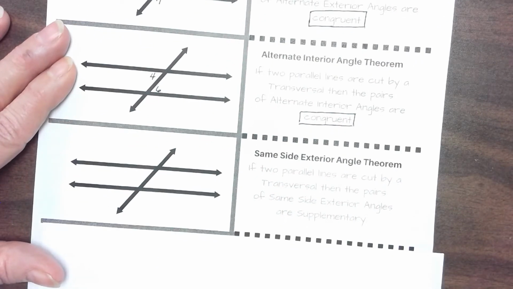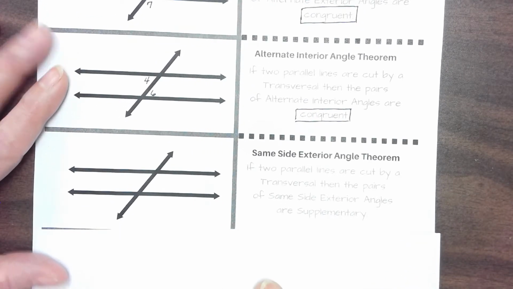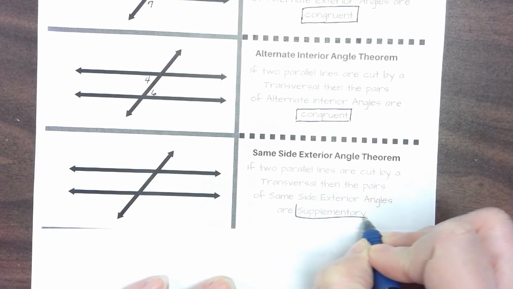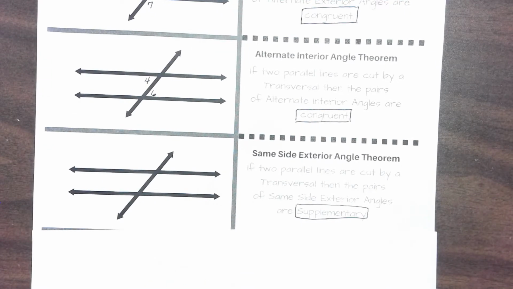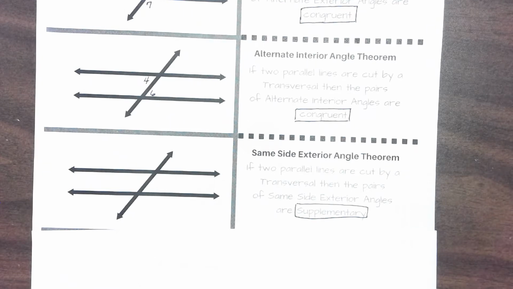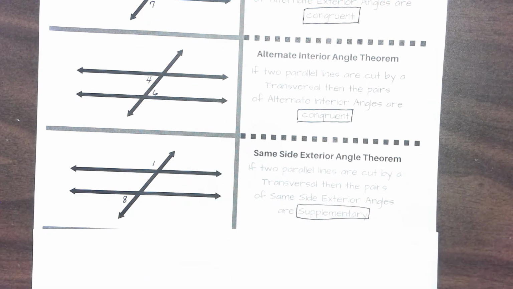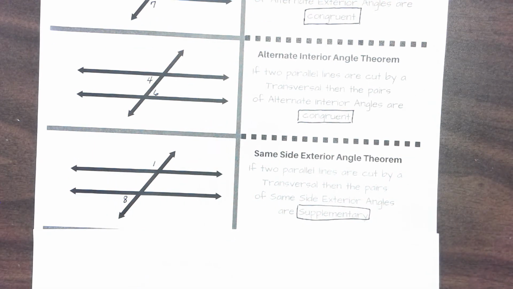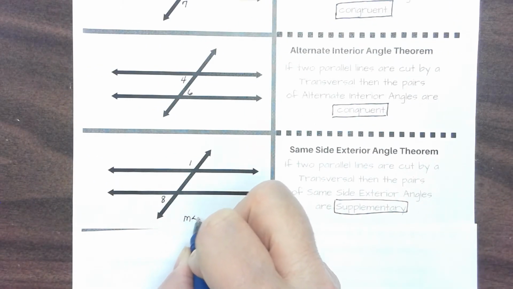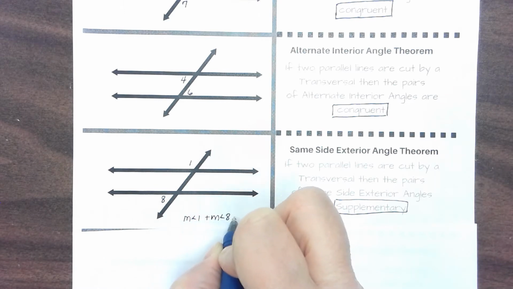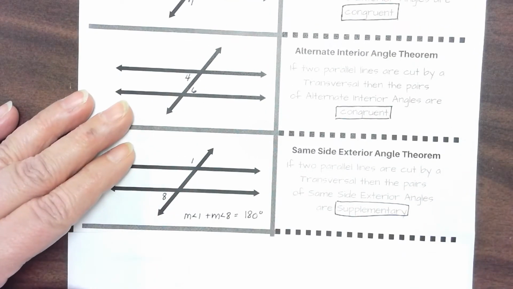Going to the next one, we have same side exterior angles, and these two are going to be supplementary. If we have two parallel lines cut by a transversal, then the pairs of same side exterior angles are supplementary. So same side, that would be like angle 1 and angle 8. Add those two up: the measure of angle 1 plus the measure of angle 8 equals 180 degrees. You might even want to write that one down. That's with our definition of supplements.